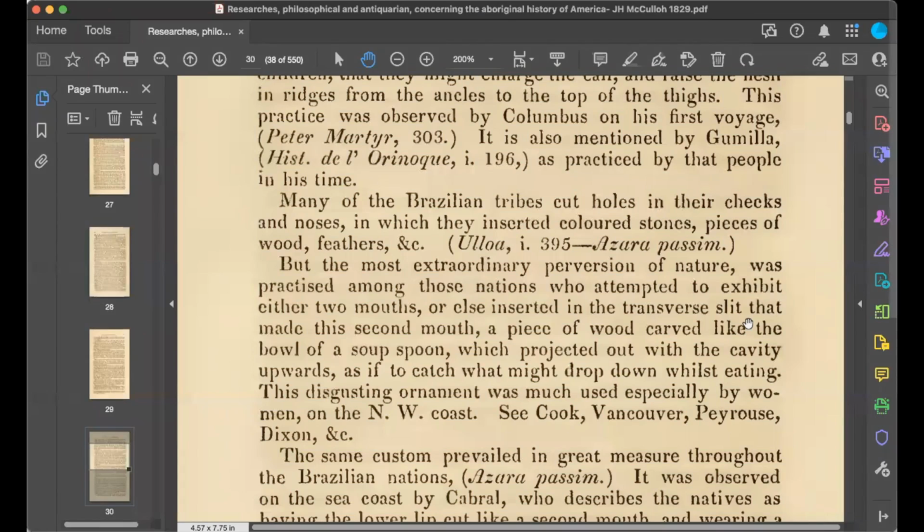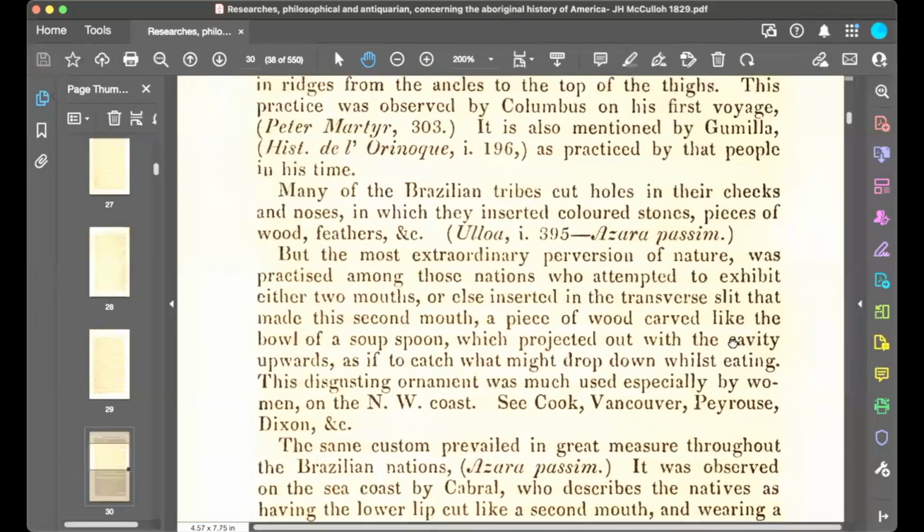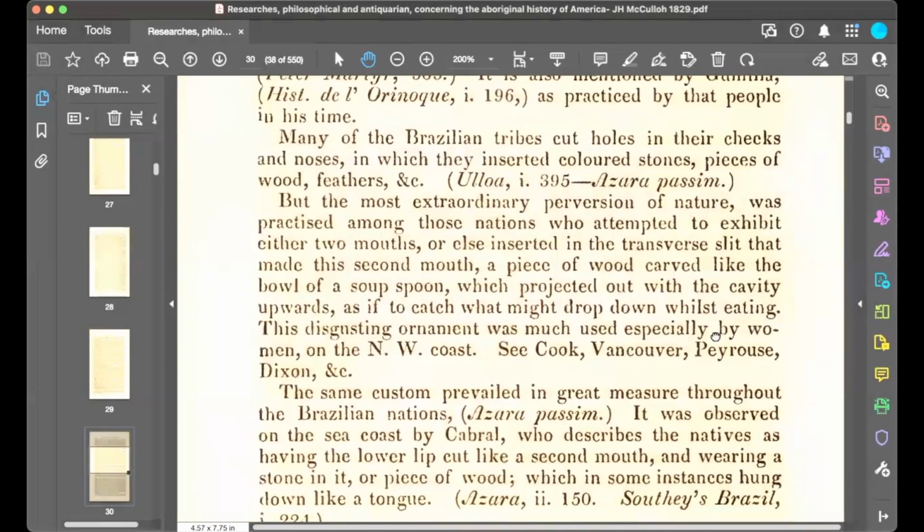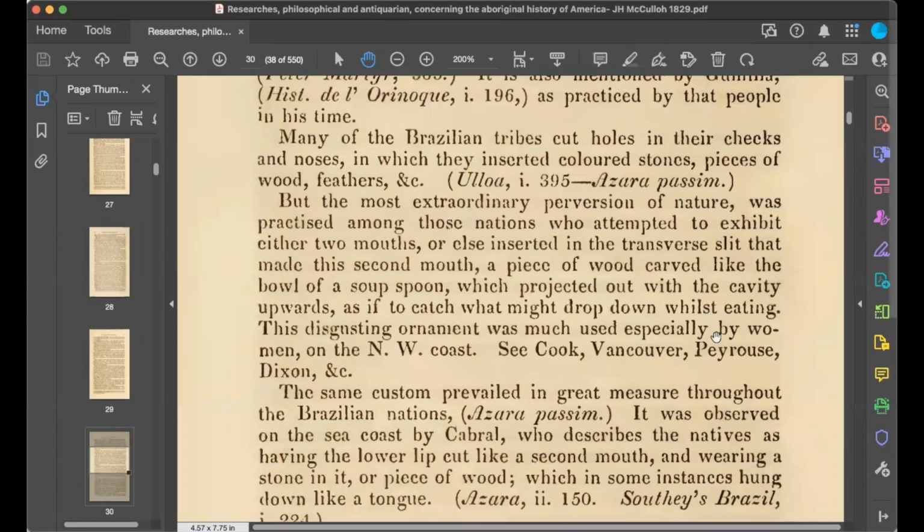But the most extraordinary perversion of nature was practiced among those nations who attempted to exhibit either two mouths or else inserted in the transverse slit that made this second mouth a piece of wood carved like the bowl of a soup spoon, which projected out with the cavity upwards as if to catch what might drop down whilst eating. This disgusting ornament was much used, especially by women on the northwest coast, Sea Cook, Vancouver, Perouse, and Dixon.